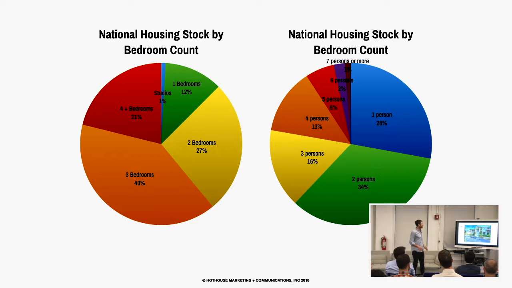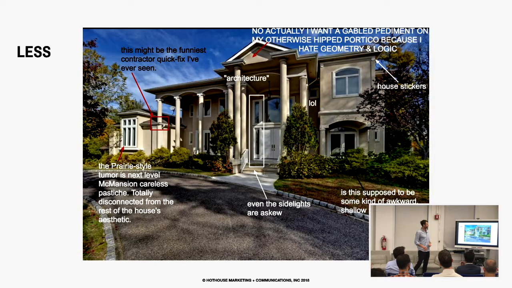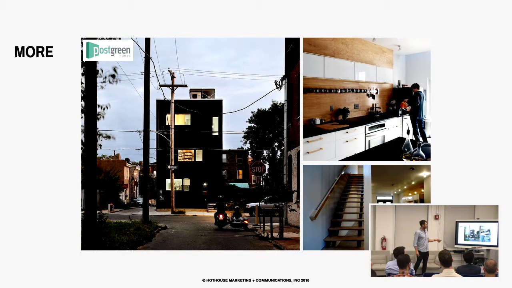So we need fewer McMansions. This is from McMansion Hell, which if you haven't checked it out, please do. And we need more of this. This is from a company called Post Green Homes out of Philly. They do really interesting infill architecture.